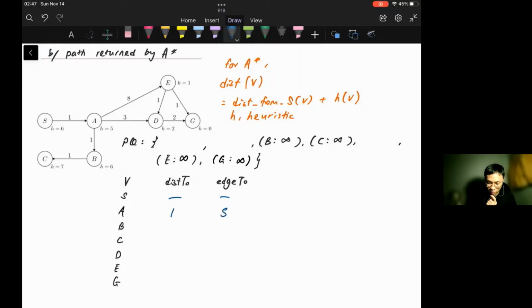Okay, and at A, we will be able to update the values of B, D, and E. B will now be 1 plus 1 plus 6, which totals up to 8, and D will be 1 plus 3 plus 2, which totals up to 6. Oops, I forgot to add that in. Okay, and E will have the value of 1 plus 8 plus 1, so that is 10.